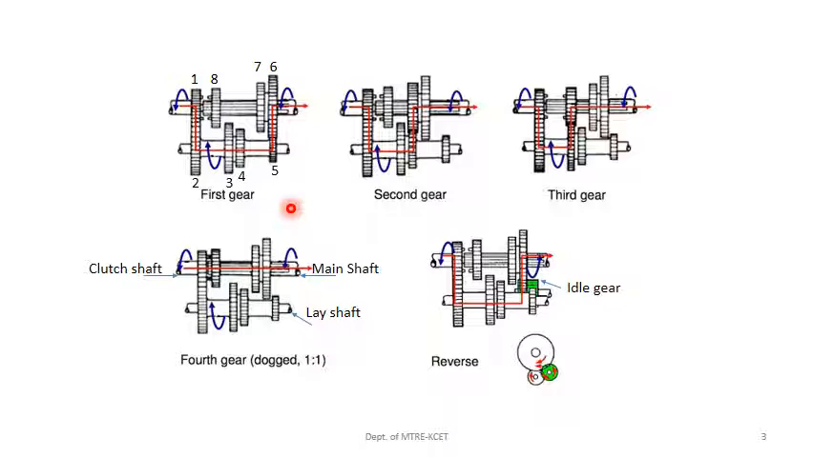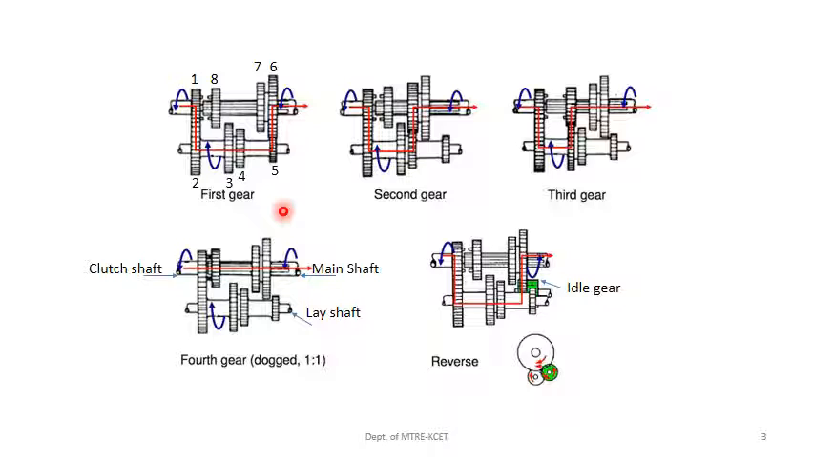The main function of the gearbox is that it exchanges engine power for greater torque and thus provides a mechanical advantage to drive the vehicle under different conditions. It also exchanges forward motion for reverse motion.